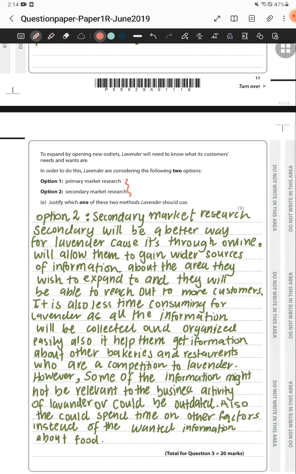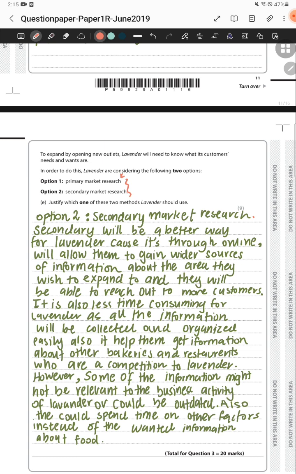Now, keep in mind, Lavender has many outlets, so it's not possible for them to use primary market research. It is possible, but it will take time. So my choice is option 2. You can choose option 1 again, but option 2 is better in my opinion. So secondary market research is my option.